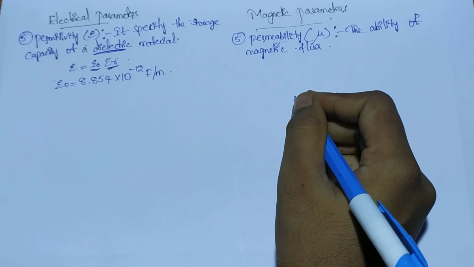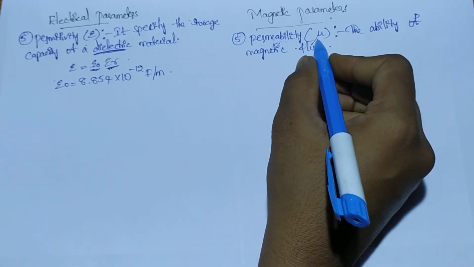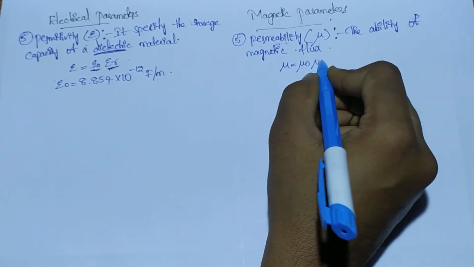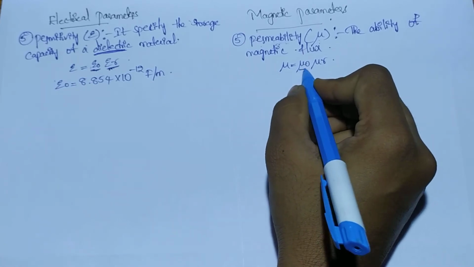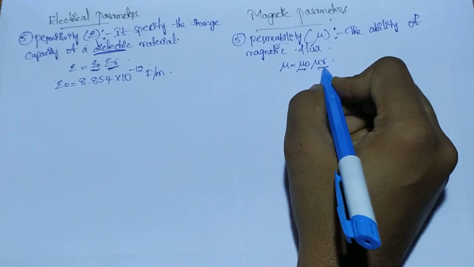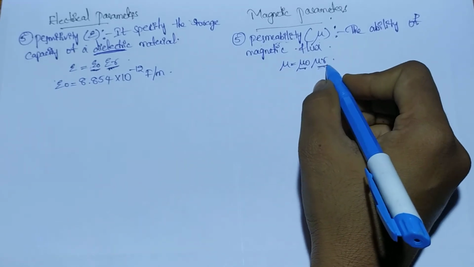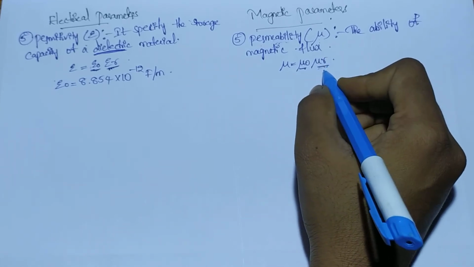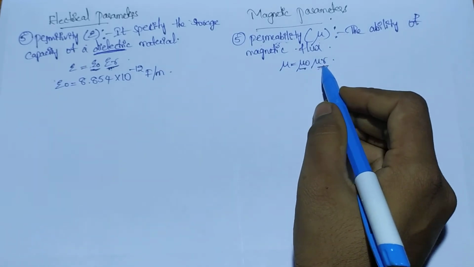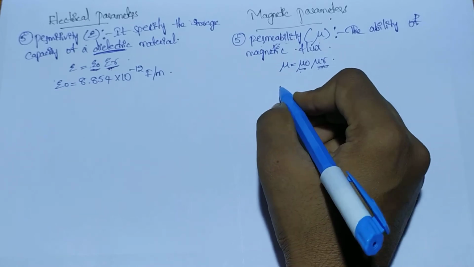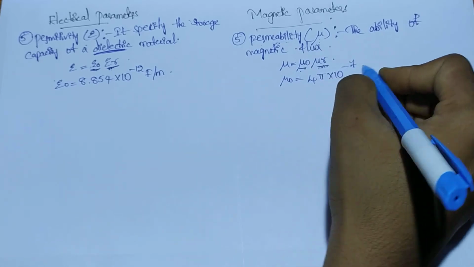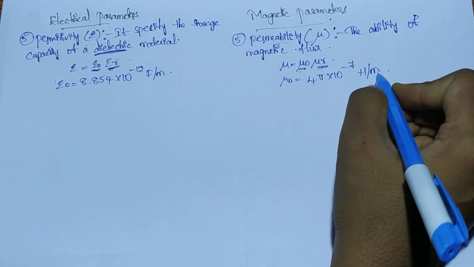Mu is given by the equation mu equal to mu naught into mu r. Mu naught is the absolute permeability, and mu r is the relative permeability. Like permittivity, the relative permeability depends on the different types of materials. Mu naught has a value of 4 pi into 10 to the power of minus 7 Henry per meter.